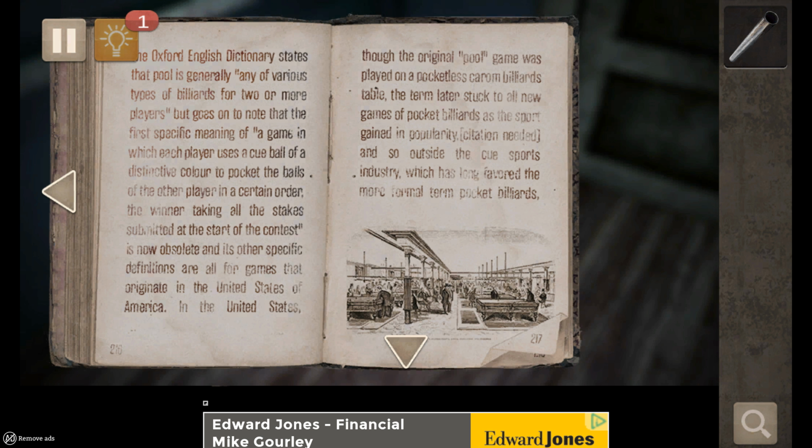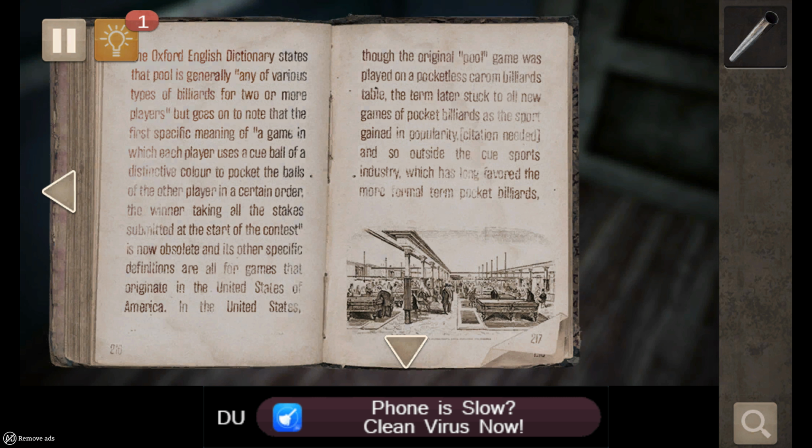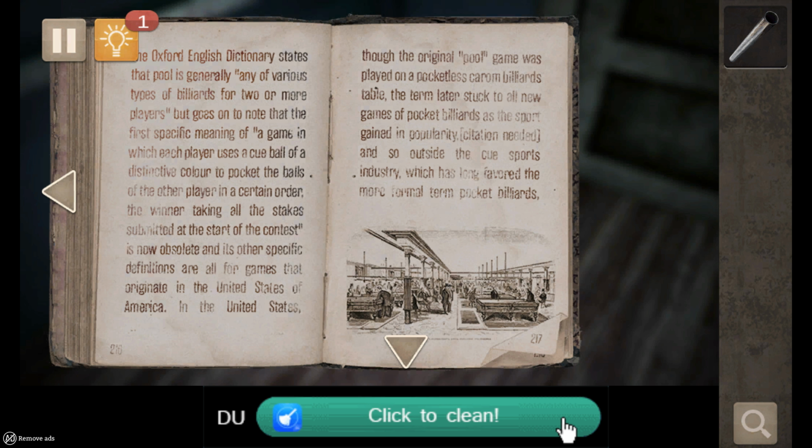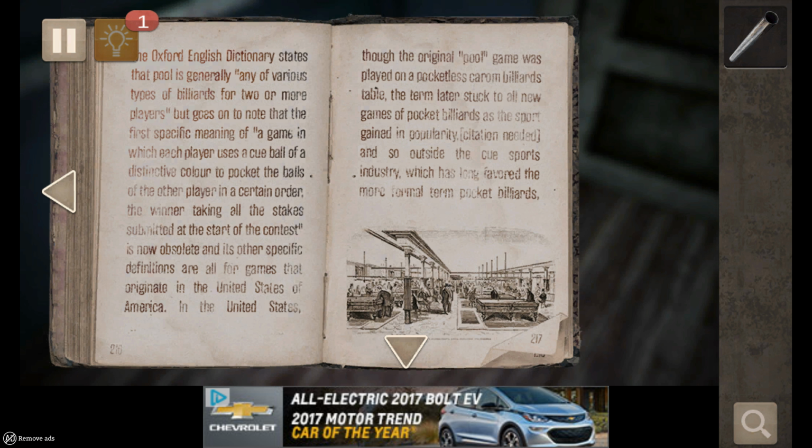The Oxford English Dictionary states that pool is generally any of various types of billiards for two or more players, but goes on to note that the first specific meaning of a game in which each player uses a cue ball of a distinct color to pocket the balls of the other player in a certain order, the winner taking all the stakes submitted at the start of the contest, is now obsolete, and its other specific definitions are all for games that originate in the United States of America. In the United States, though the original pool game was played on a pocketless carom billiards table, the term later stuck to all new games of pocket billiards as the sport gained in popularity. And so outside the cue sports industry, which has long favored the more formal term pocket billiards.